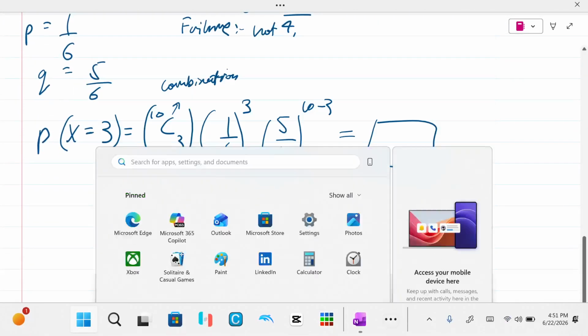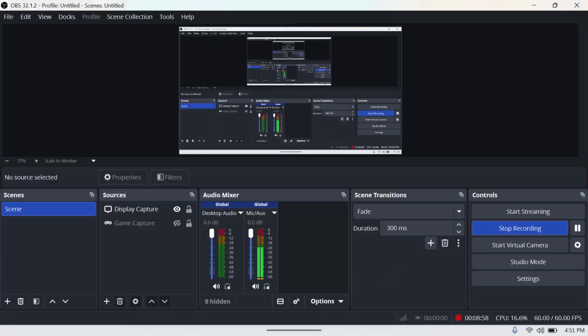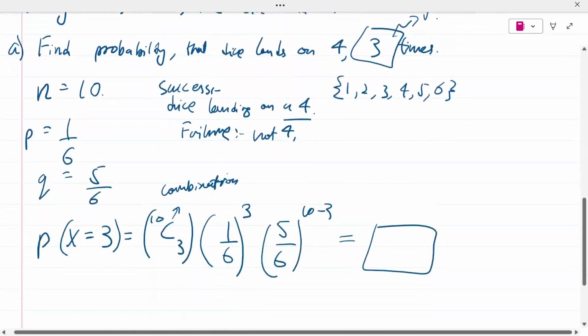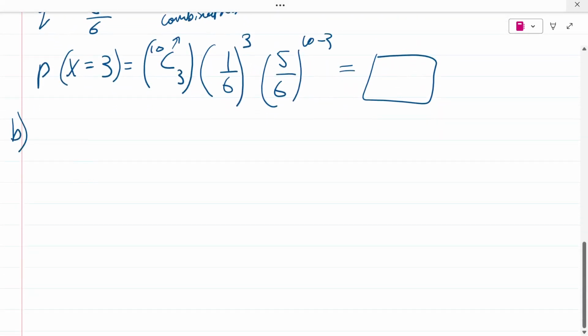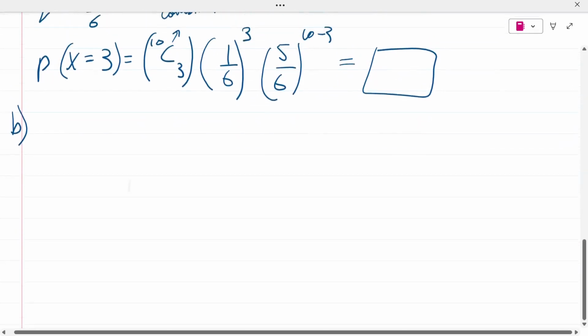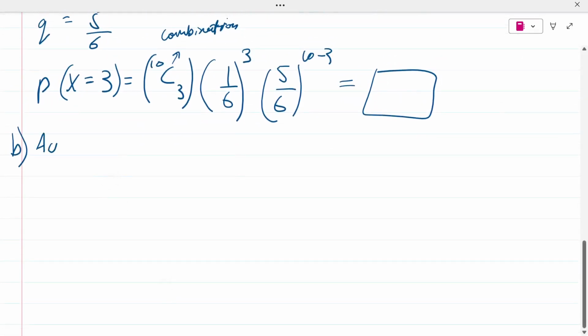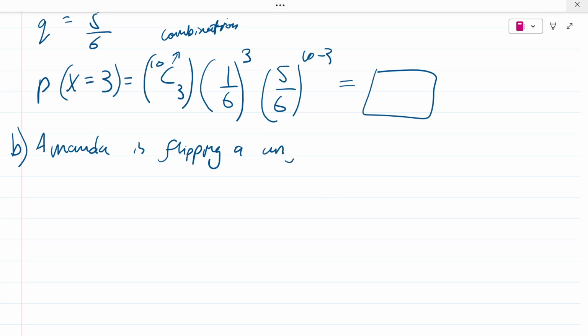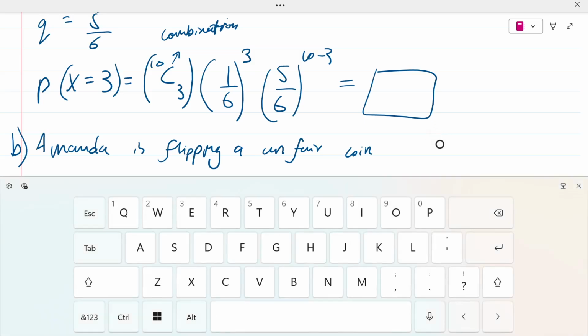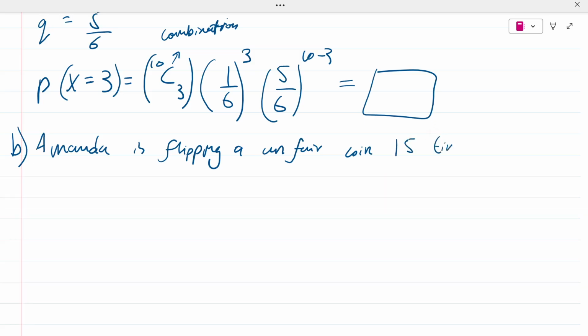Okay. Let me check how much time has elapsed? 8 minutes. I think we can do another question. Now look, let's do another one. Let's say that now Amanda, this time, wait, Amanda is flipping a fair. You know what? Let's do it different this time. Is flipping an unfair coin 15 times. Dude, 15 times, right?